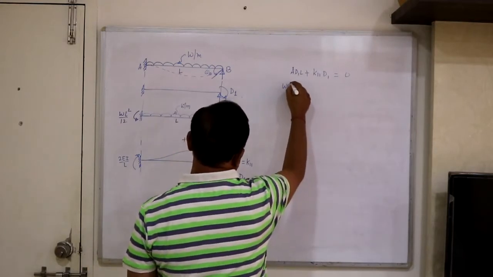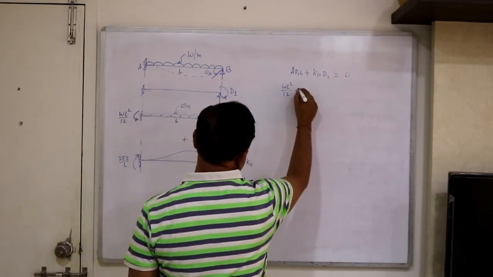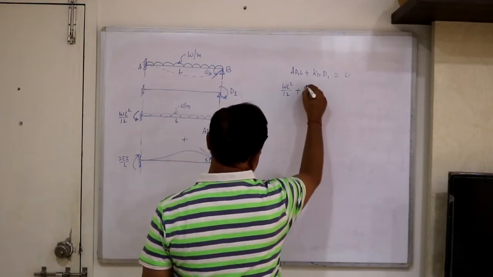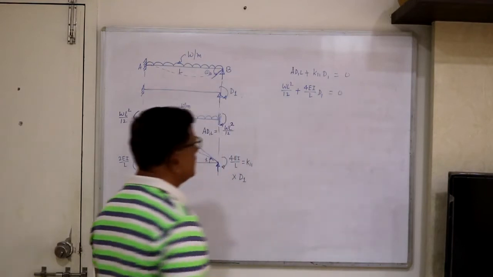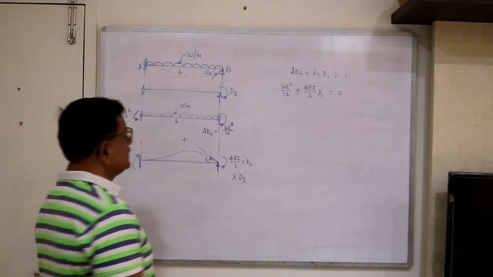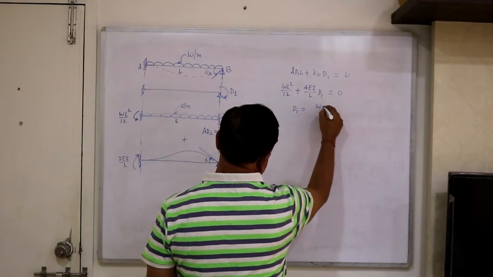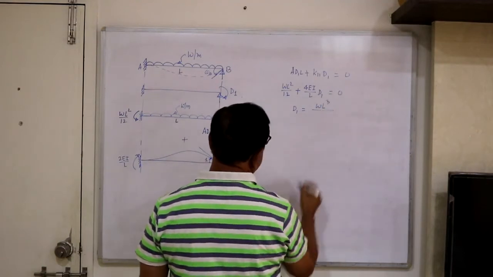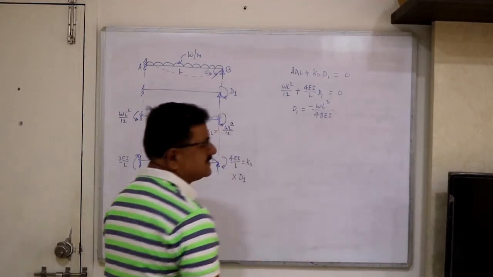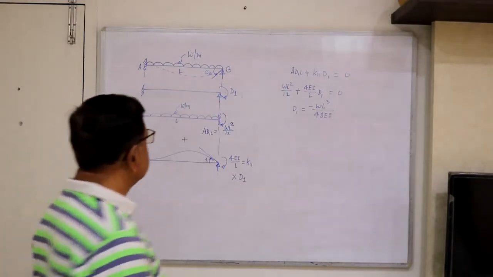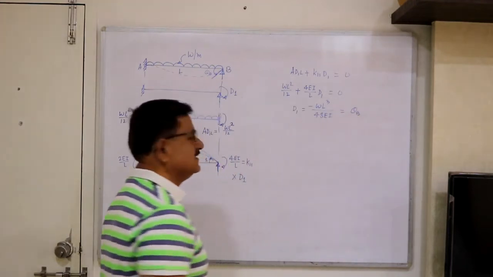This is WL square by 12, WL square by 12 plus K11, 4EI upon L, D1 equal to 0. Let's find out D1. So D1 will be, this will be minus on this side. It is WL cube upon 48 EI, but this is minus. So this is D1. So we have calculated D1. D1 is nothing but theta B.